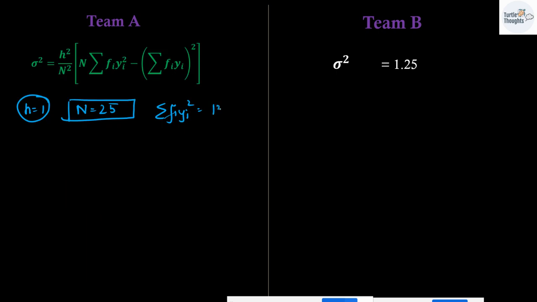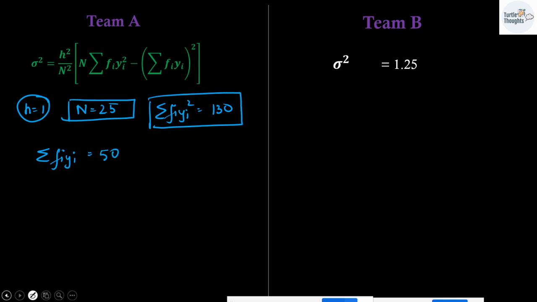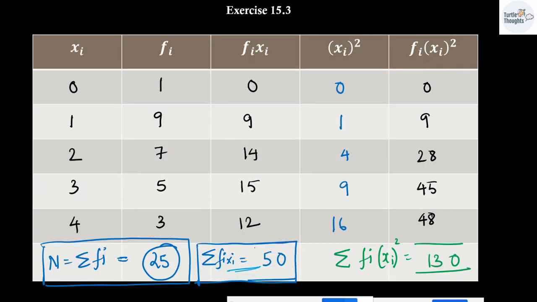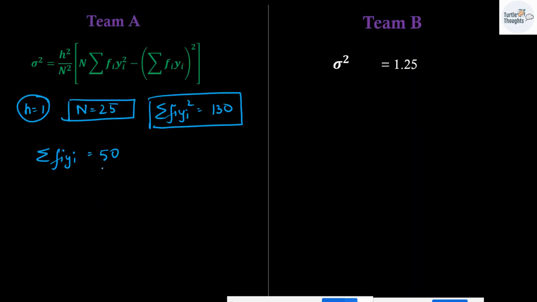So this is going to be 130. Next, I need the value of summation of fi yi. Summation of fi yi is going to be 50, right? That is what I have got. Let me just check again. Yes, it is going to be 50. I have all the values. Substituting all the values, I will be getting my answer.